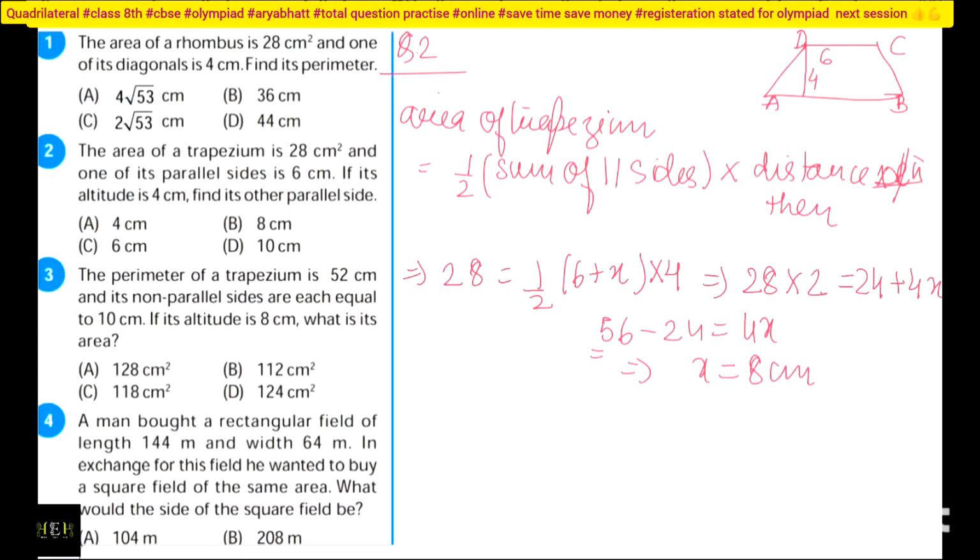So what is x? They are asking about the trapezium. So what is x? X is the value of this non-parallel side. Okay. So it is 8 centimeter. What they are asking about, 8 centimeter. So the option will be B.